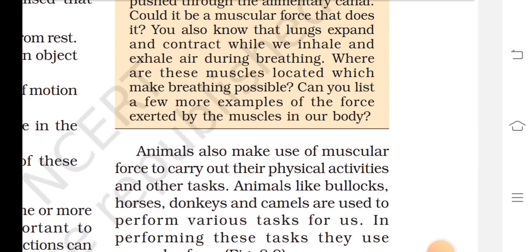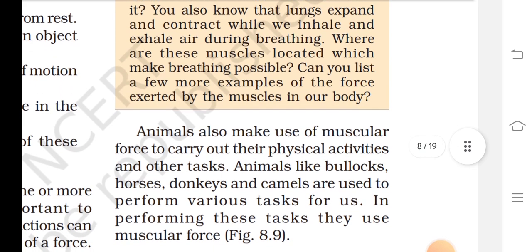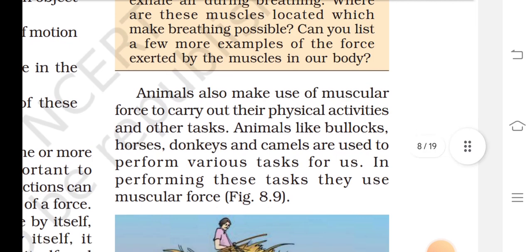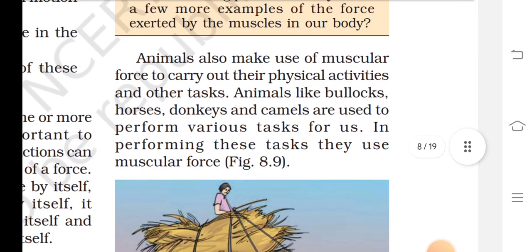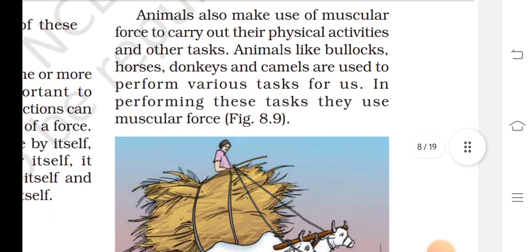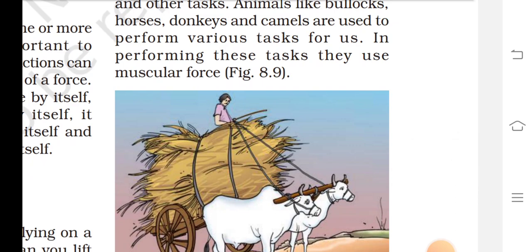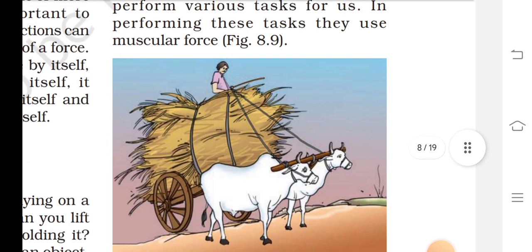You also know that lungs expand and contract while we inhale and exhale air. During breathing, where are the muscles located which make breathing possible? Can you list a few more examples of the force exerted by the muscles in our body? Animals also make use of muscular force to carry out their physical activities and other tasks. Animals like bulls, horses, donkeys and camels are used to perform various tasks for us. In performing these tasks, they use muscular force.